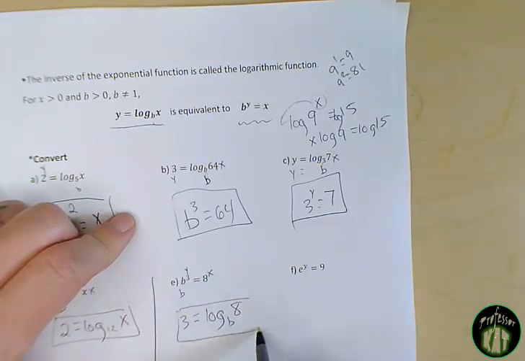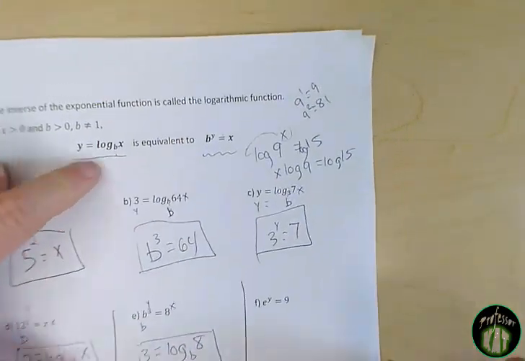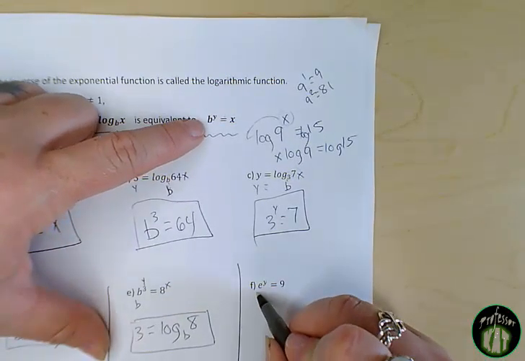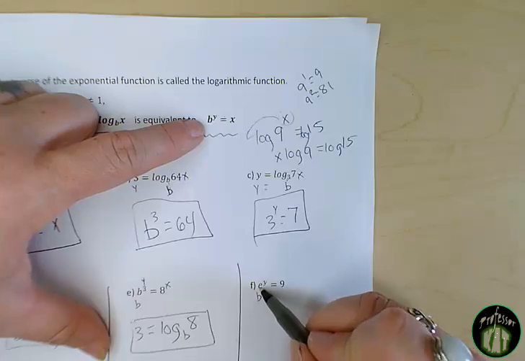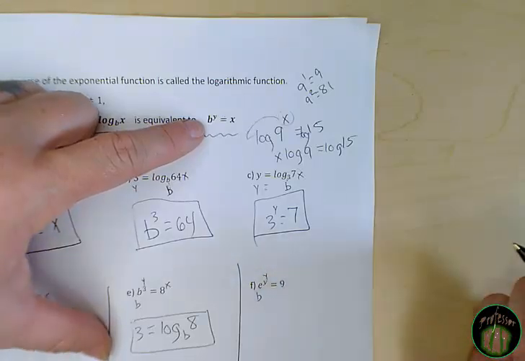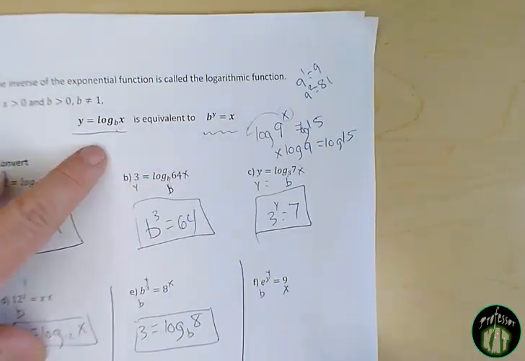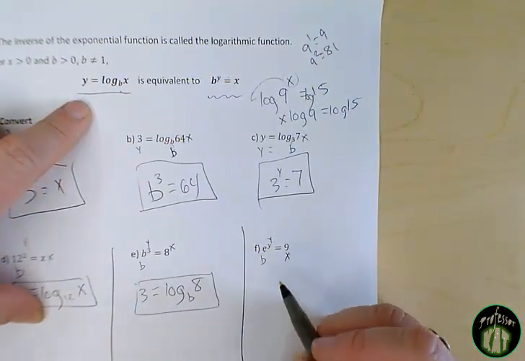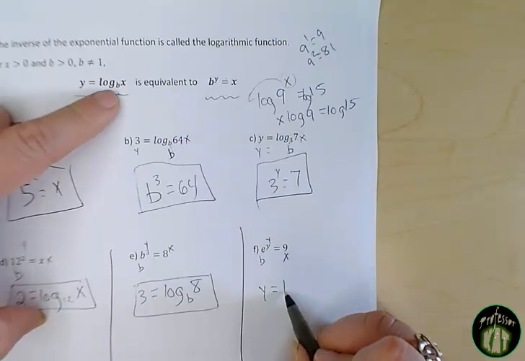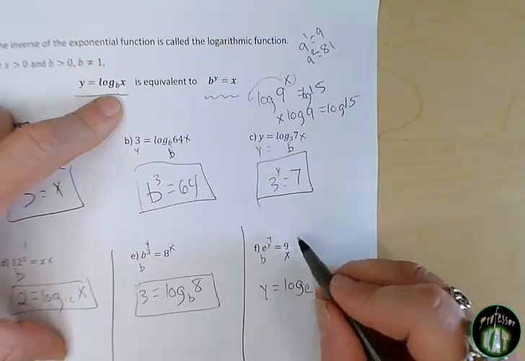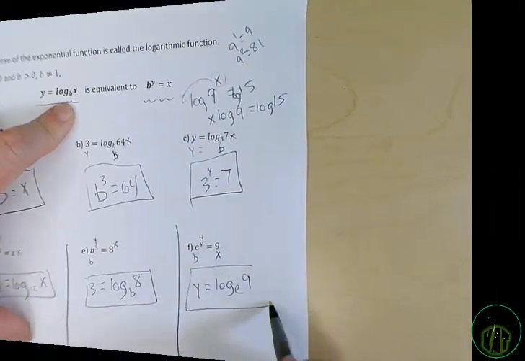is an 8. And one more time here, again, matching up to exponential form, right? Our base here is our b, right? So that's going to be an e. Y looks like it's just going to be a y, and that is equal to the x, so 9 is an x. So when we convert, this needs to be y equals log base b, our b is an e here, of x, which is a 9.